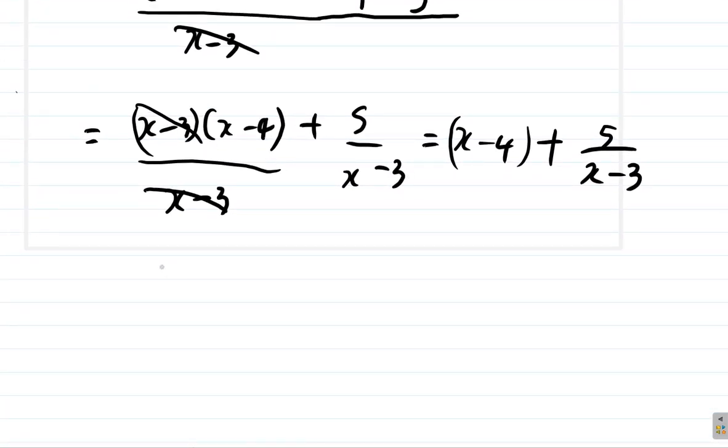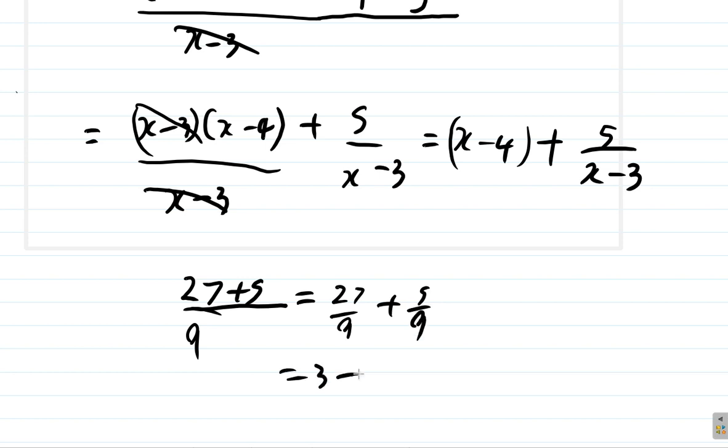It's the same thing as if you say, let me see now, 27 divided by 9. You get 3, remainder 0. But if I add 5 to 27 and say 27 plus 5, all divided by 9, it will be the same as 27 over 9 plus 5 over 9, which is 3 plus 5 ninths. So the remainder is 5.